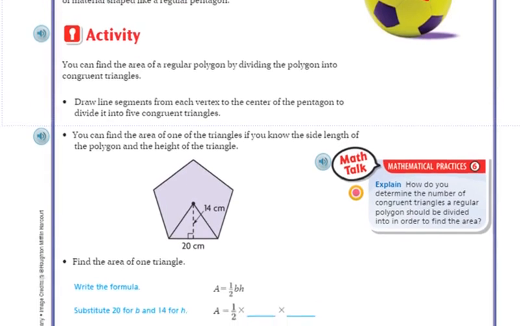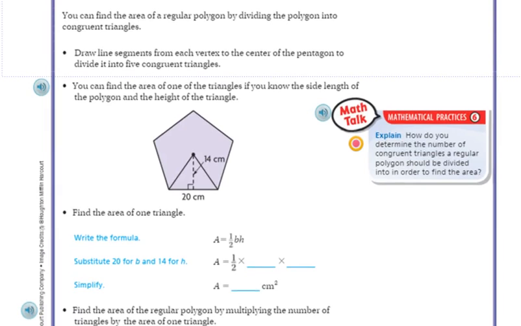So let's go ahead and scroll down, look at what we're going to be doing. You can find the area of a regular polygon by dividing the polygon into congruent triangles. Let's make a special note of this. We're going to want to focus on finding the different congruent triangles within that regular polygon. In order to do this, you are going to draw line segments from each vertex, which is a corner where two lines meet, to the center of the pentagon to divide it into 5 congruent triangles. So we're going to take care of that part right now.